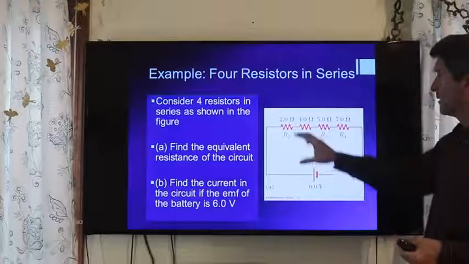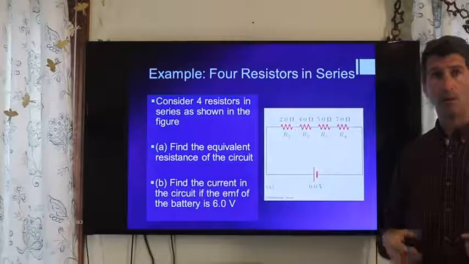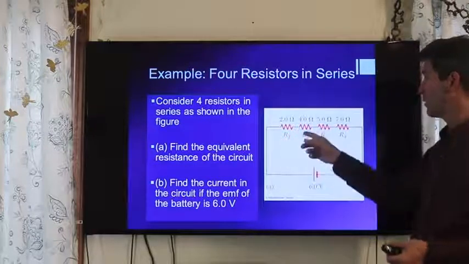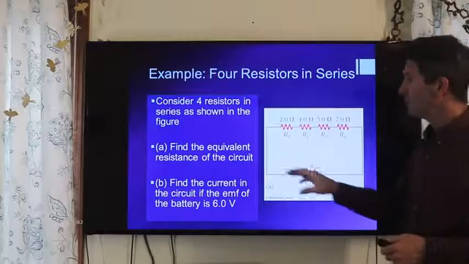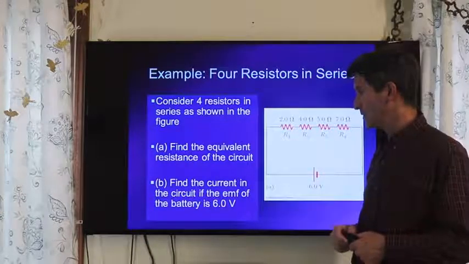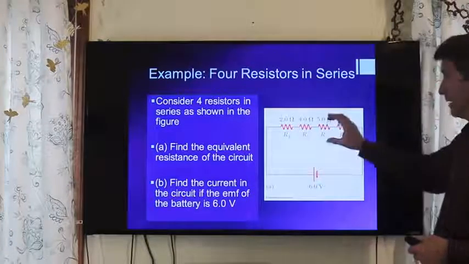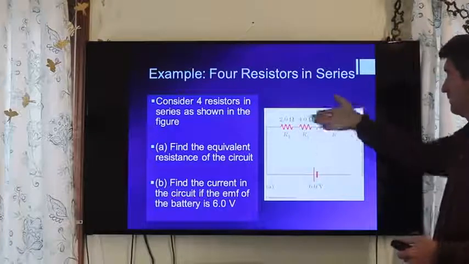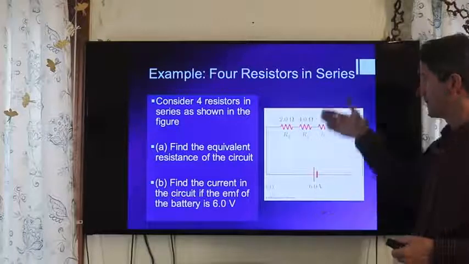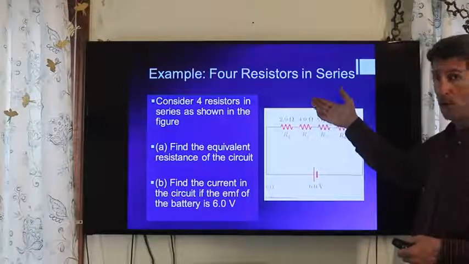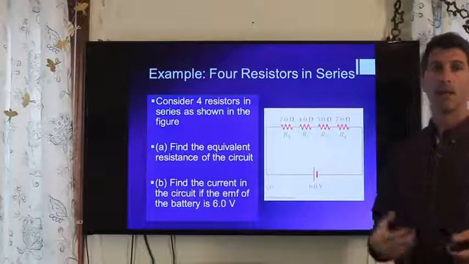Very simple. The equivalent resistance of all 4 of these is simply equal to the sum of all of them. 2 plus 4 plus 5 plus 7. Okay? That's easy. B, find the current in the circuit if the EMF of the battery were 6 volts. Well, if I know the equivalent resistance of this whole thing, and I know the EMF, 6 volts, I equals V over R. I take the voltage divided by the equivalent resistance, and I have the current.